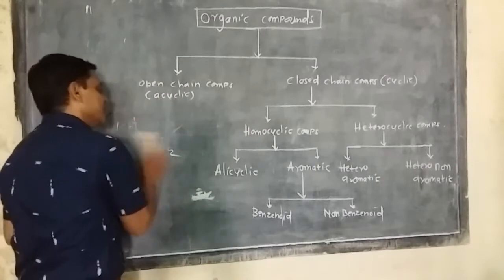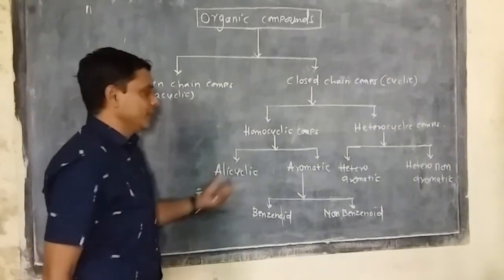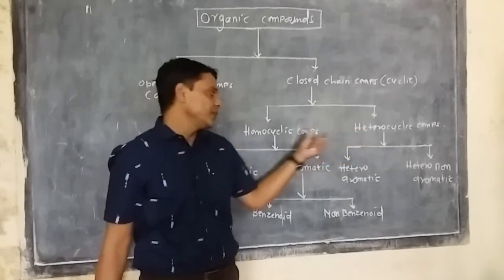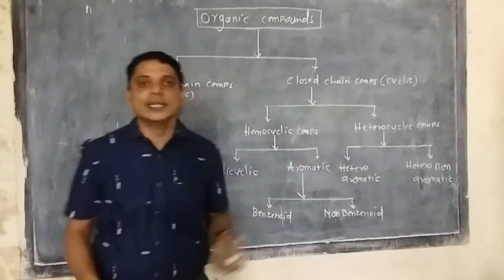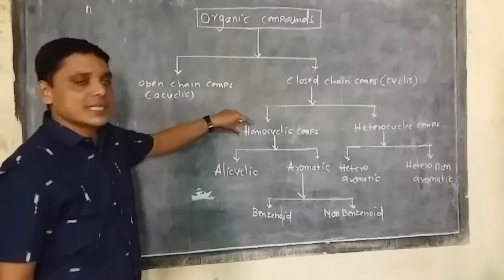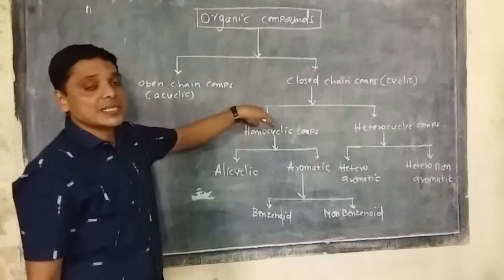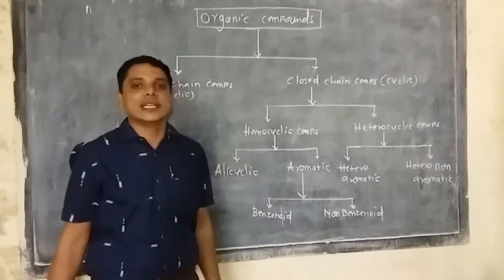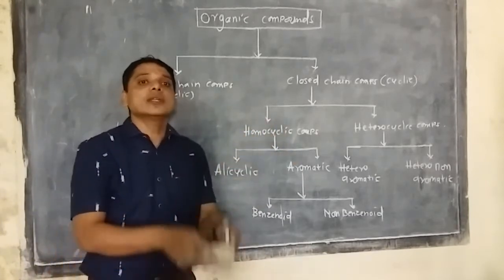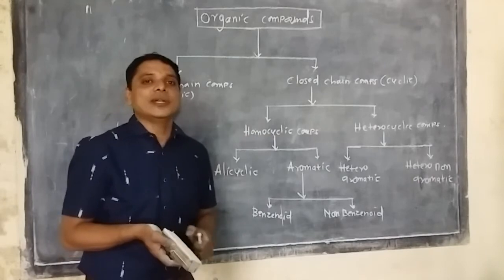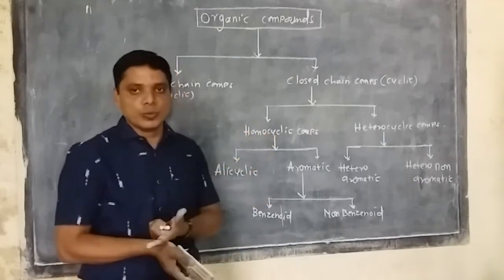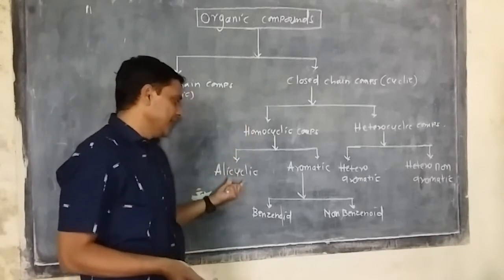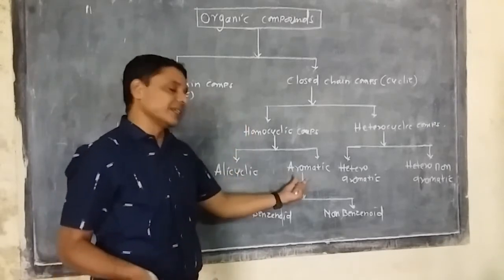Now again, closed chain compounds are classified into two types: homocyclic compounds and heterocyclic compounds. First we will see homocyclic compounds. Homo means same, and cyclic means a ring, so it is a homocyclic compound. It means similar atoms joining and forming a particular ring is called a homocyclic type of compound. Again, homocyclic compounds are classified into alicyclic compounds and aromatic compounds.